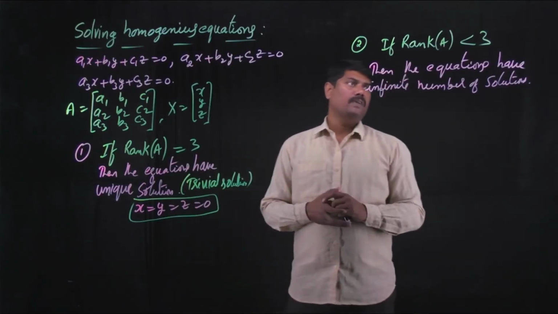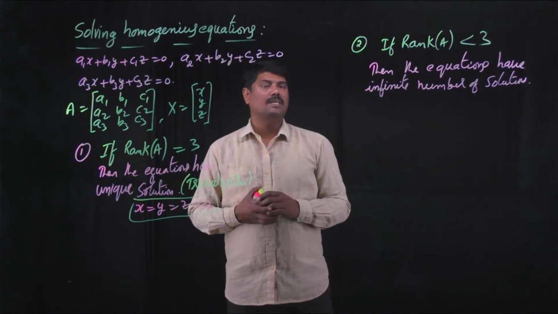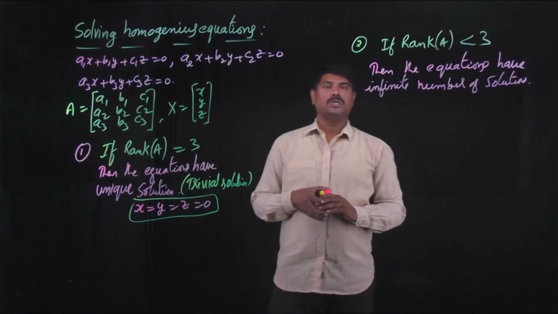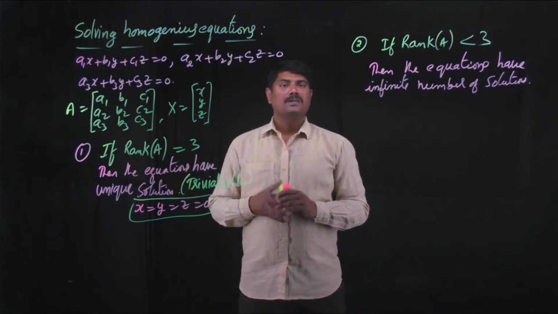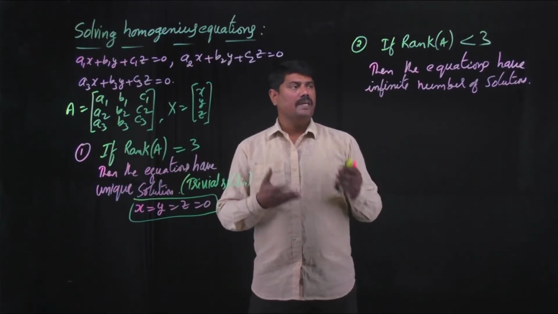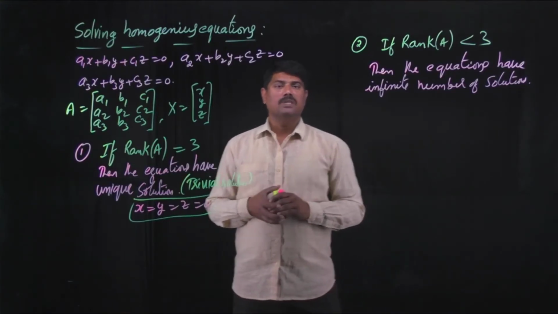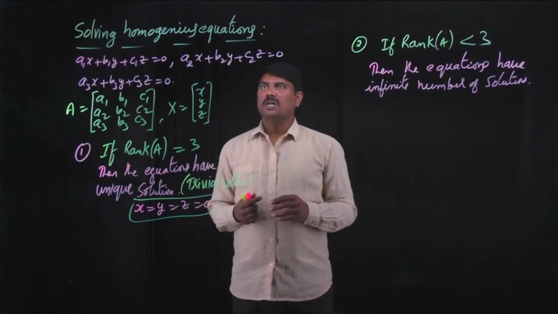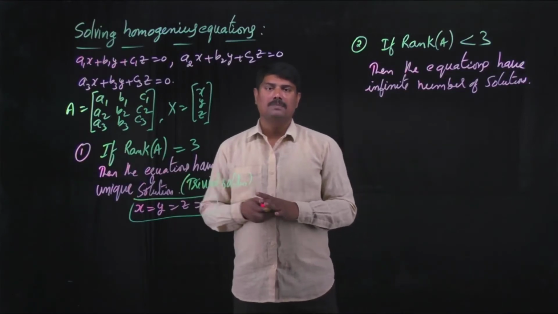And if rank of A is less than 3, that is not 3, a number less than 3, either 2 or 1, then the equations have an infinite number of solutions, as we learned in the consistent, inconsistent process. So you may have many solutions, taking any x, y, z values in terms of k, and you have to give the solution as an infinite number of solutions. This is the process of solving homogeneous equations. Now let us discuss some problems related to that.